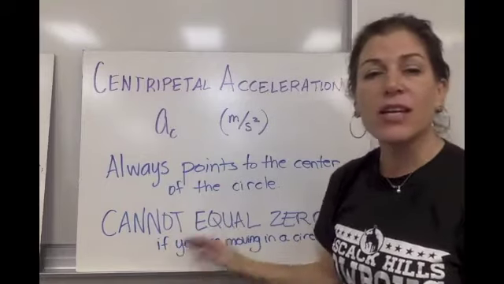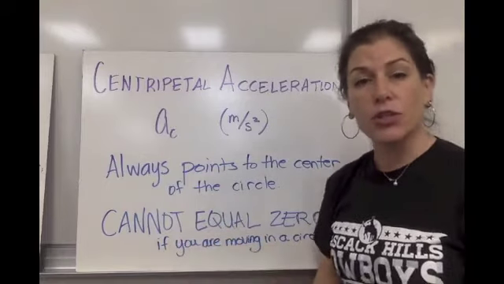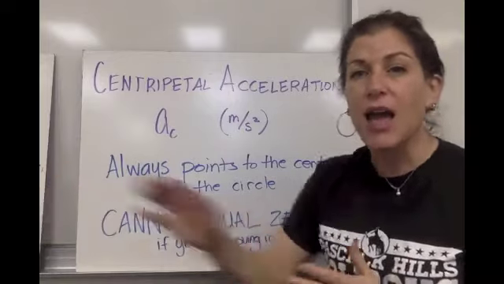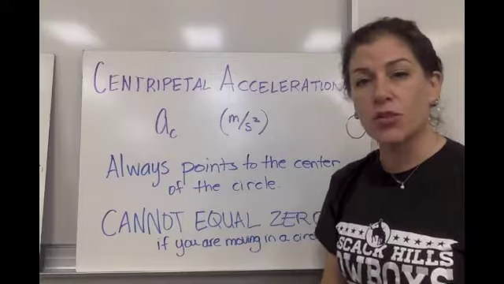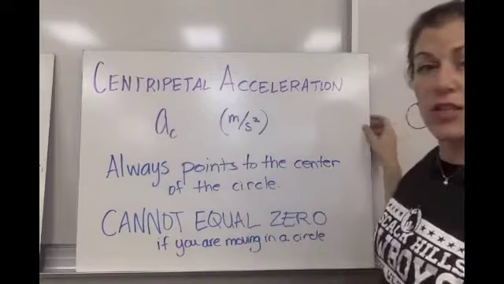It can never equal 0. If it does equal 0, it means that you're moving in a straight line and that you are not moving in a circular path. So whenever you're moving in a circle, you must have centripetal acceleration.